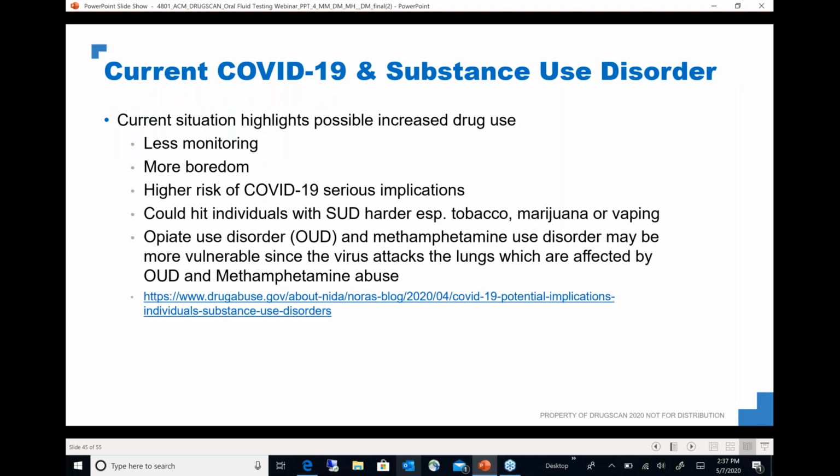Switching gears a little bit, that was basically all of the drugs I was going to talk about today. It's important that we talk about what is happening now because of COVID-19 and substance use. The current situation highlights the potential for increased drug use.